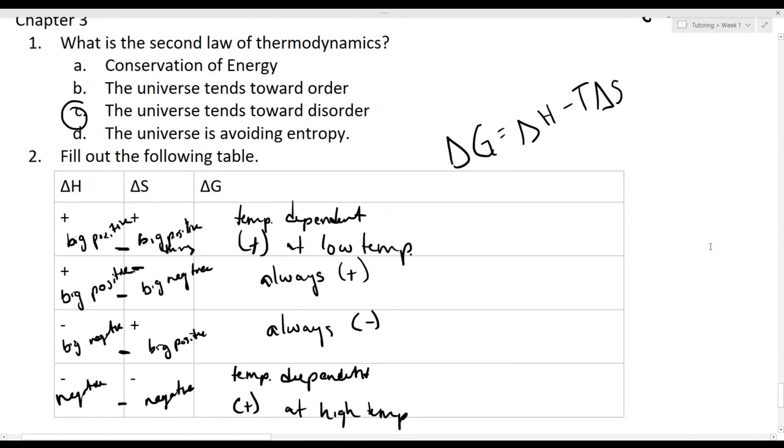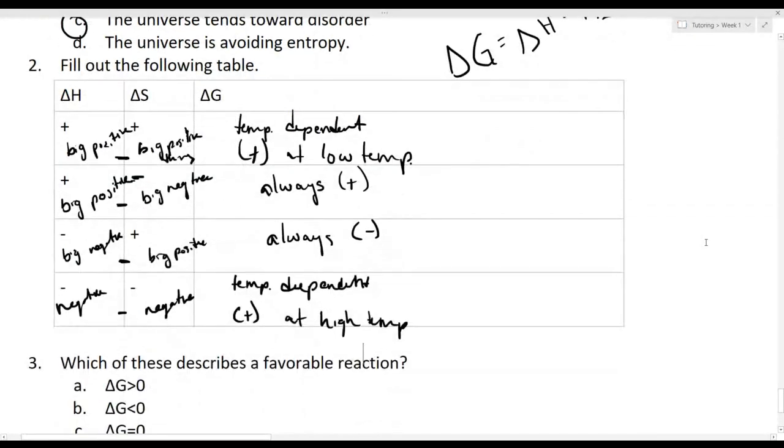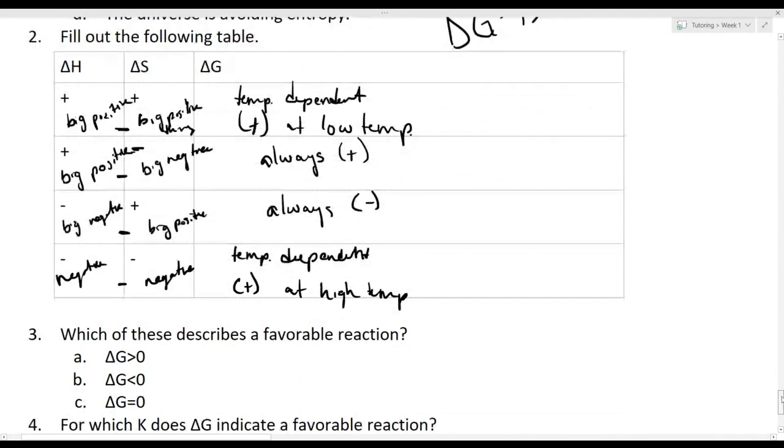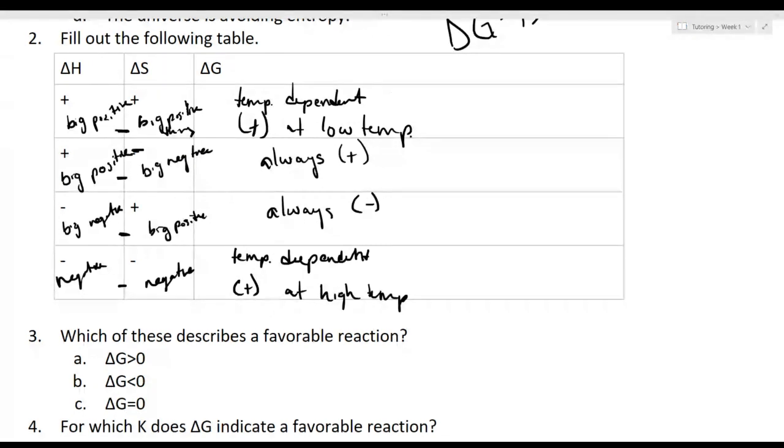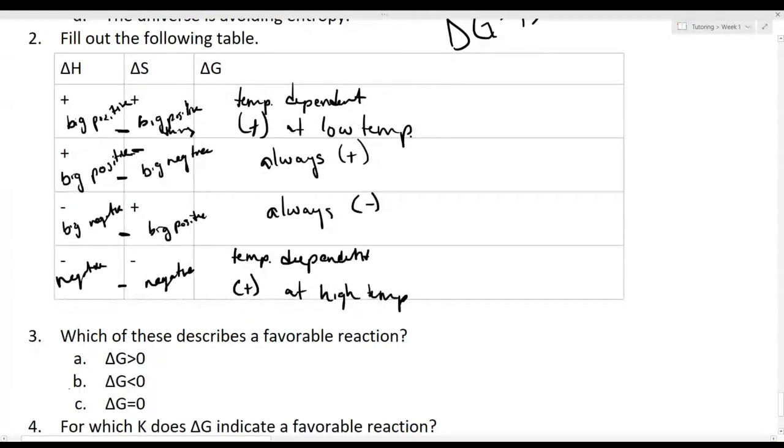Does anyone have any questions about this table? Okay. All right. Which of these describes a favorable reaction? So now we're actually going to use delta G. What do you guys think? Does anyone know? Ooh, we got a lot of dinging. B, yes, everyone is exactly right. A negative delta G is a spontaneous or a favorable reaction.